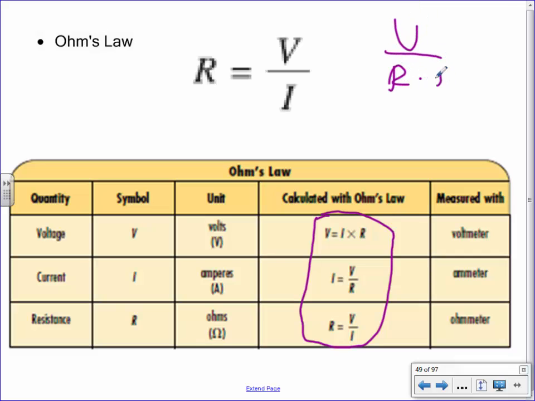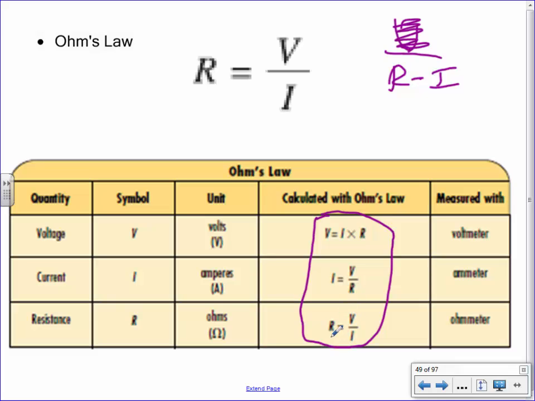Did you do this one here? Yeah, so like if you're looking for current, then you cover current and it's V over R. Or if you're looking for resistance, it's V over I. Or if you're looking for voltage, it's R times I. Yeah, that's a great method here. If not, though, I need you to write these ones down so that you know which formula to use.